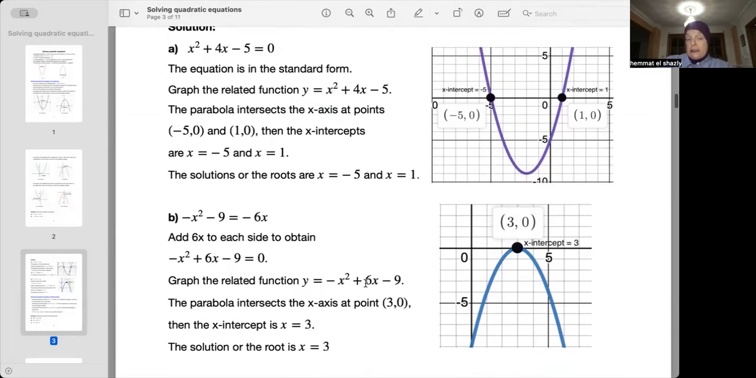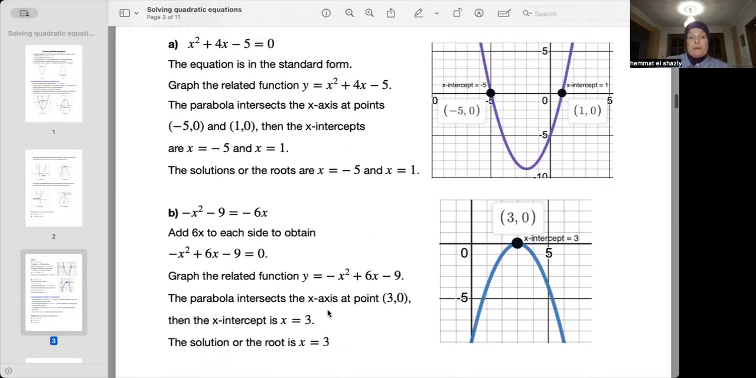Then try to solve this equation: x² - 5x + 4 = 0. Try to solve this equation and tell me what is the solution.